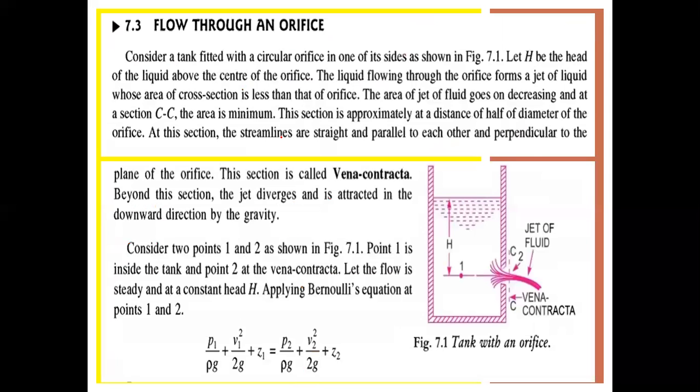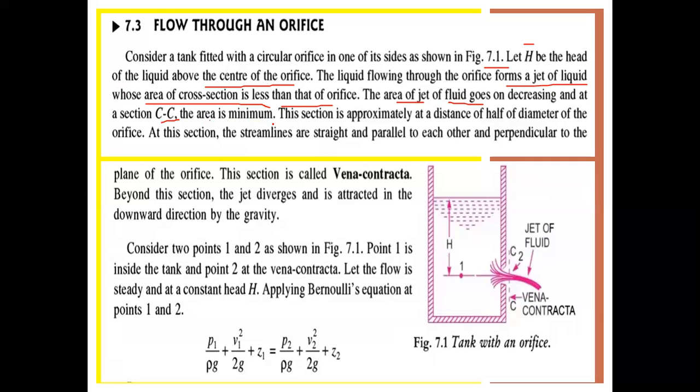Next, flow through an orifice. Consider a tank fitted with a circular orifice in one of its sides as shown in figure 7.1. Let H be the head of the liquid above the center of the orifice. The liquid flowing through the orifice forms a jet of liquid whose area of cross section is less than the orifice. The area of the jet of fluid goes on decreasing at the section C.